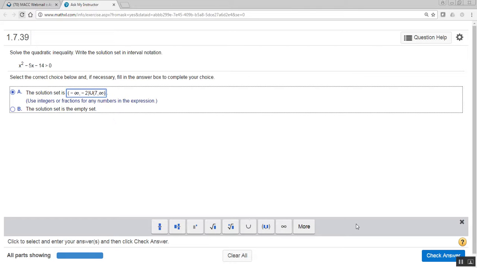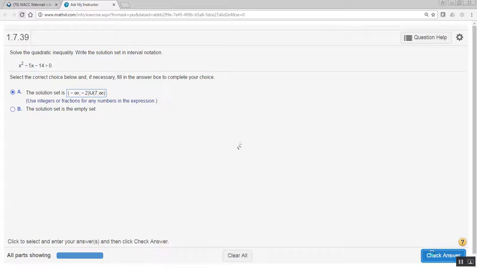There we go. And that's how you'd work a polynomial inequality.